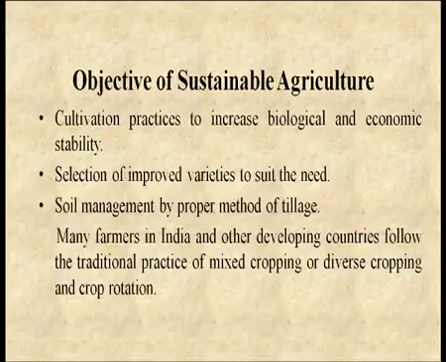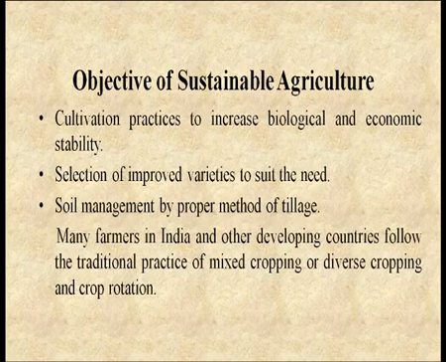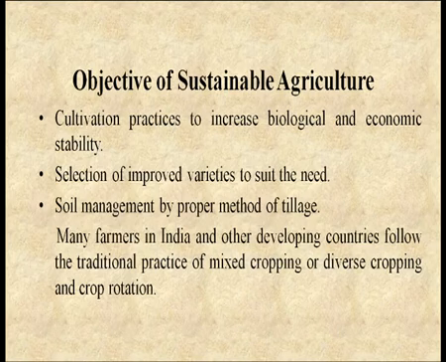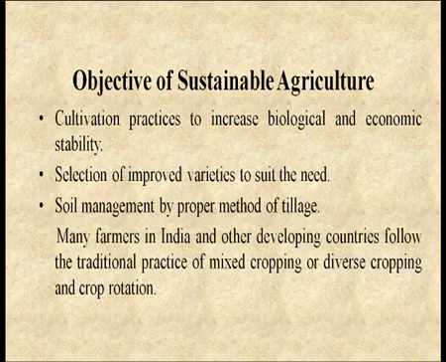Now, we will discuss objectives of sustainable agriculture: cultivation practices to increase biological and economic stability, selection of improved varieties to suit the need, and soil management by proper methods of tillage. Many farmers in India and other developing countries follow the traditional practices of mixed cropping or diverse cropping and crop rotation.